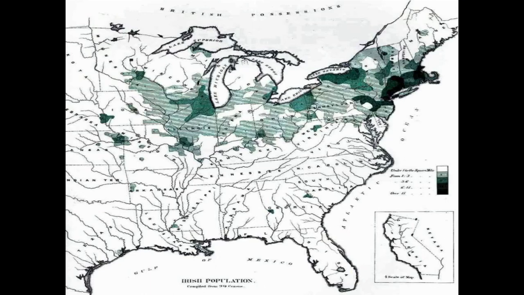Now, here's just a little breakdown of the Irish population in general. Notice again, as I mentioned, many of them are going to settle in the cities. Your largest concentrations are in places like Boston, New York, upstate New York and Buffalo, New Jersey, Pennsylvania, Illinois. Even today, these places have some of our largest Irish populations.